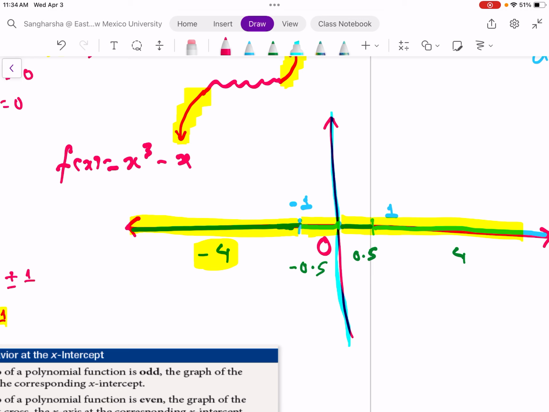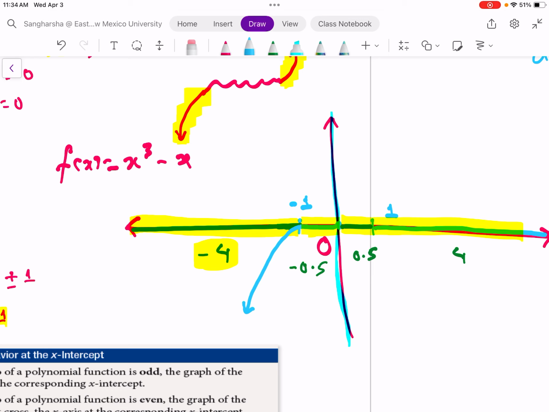Let's see. So cube of negative 4: negative 4 times negative 4 is positive 16, right? Positive 16 times negative 4 is negative 64. Negative 64 minus negative 4, that is negative 64 plus 4. So we get negative 60. It means our graph is below the x-axis. So from this point negative 1, our graph goes below the x-axis. It doesn't matter what number you choose on the left of negative 1, you always get a negative output. It means your graph goes below the x-axis.